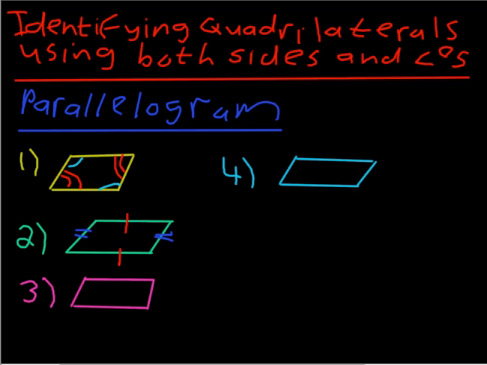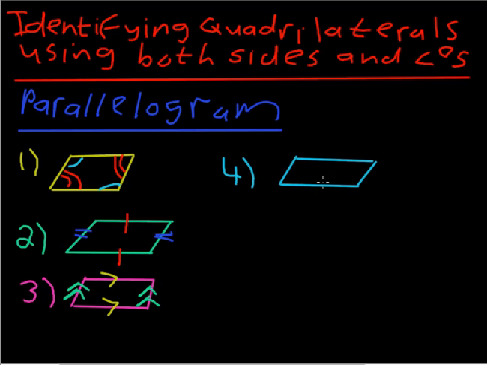Thirdly, if both pairs of opposite sides are parallel, so this side is parallel to this side, and this side is parallel to that side. In other words, if both pairs are parallel to each other, that's enough information to classify it as a parallelogram.